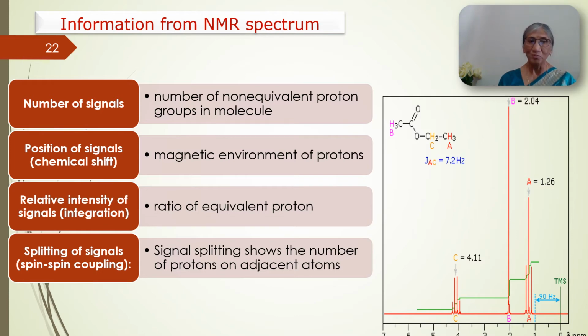Then there is a very important feature, the splitting of the signal, that is spin-spin coupling. You see there is one signal which is split up into different peaks, and this splitting tells us the number of protons on the neighboring carbon atom. So we get so much information from the NMR spectrum: how many types of protons are present, what type of protons are present, the ratio of equivalent protons, and last but not least, the number of protons present on the neighboring carbon atom.